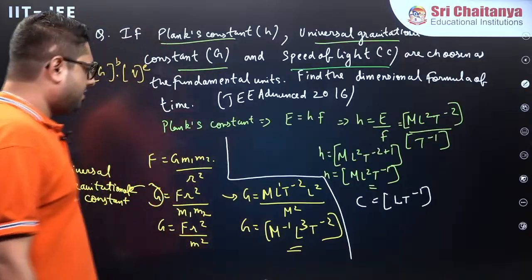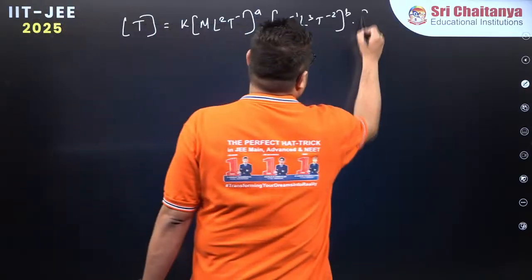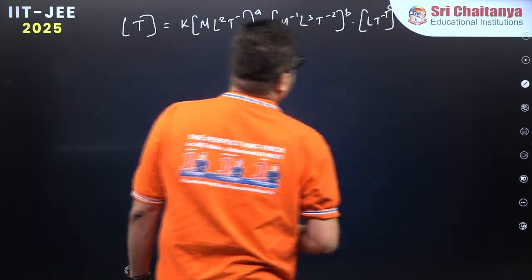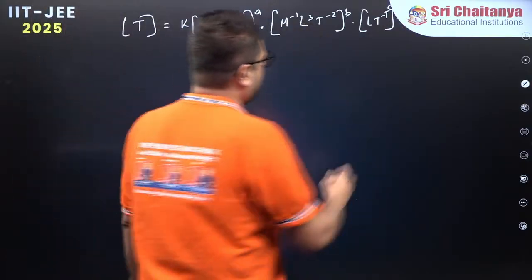And finally for the speed of light, which is LT to the power minus 1, to the power of c, isn't it? That's what we are having over here. I hope you are getting this one.